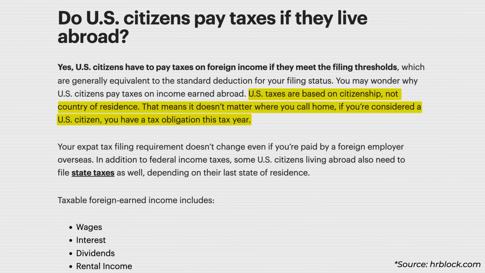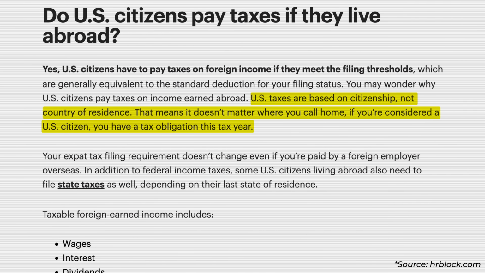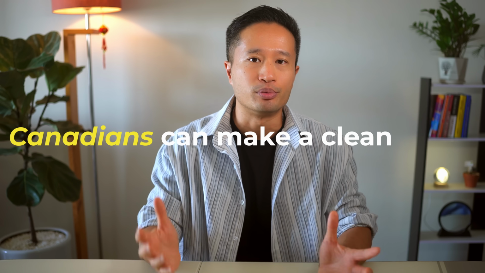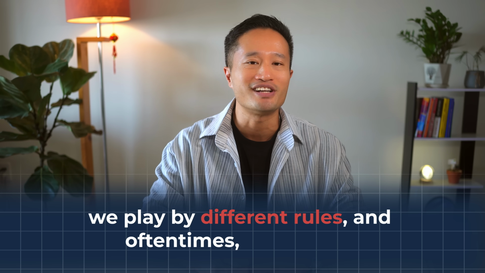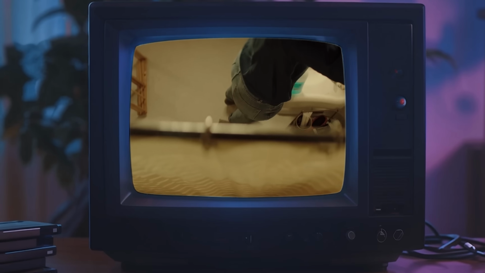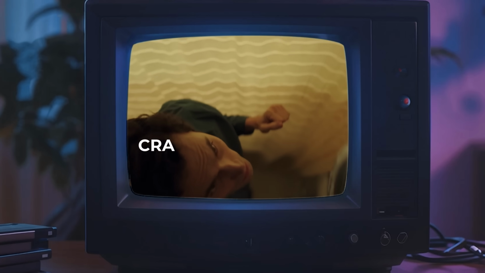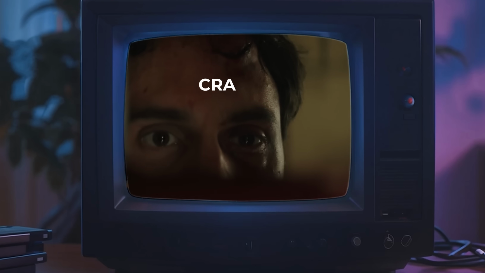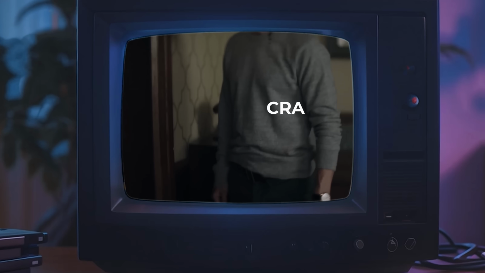To me, this is actually one of the many great things about being Canadian. Unlike the United States, where citizens are taxed no matter where in the world they live, Canadians can make a clean break. Once you leave and follow the rules, you're no longer on the hook for Canadian taxes. It's a privilege and a reminder that we're not just living in America's shadow, we play by different rules and oftentimes better ones. But be warned, the CRA can act like a jealous ex by stalking your border crossings, checking your accounts, and watching for any signs that you're still hung up on Canada.